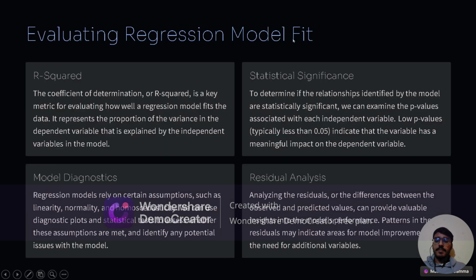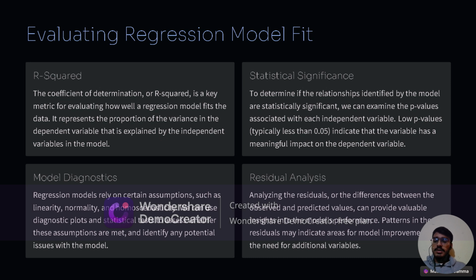Evaluating regression model fit. R squared. The coefficient of determination, or R squared, is a key metric for evaluating how well a regression model fits the data. It represents the proportion of the variance in the dependent variable that is explained by the independent variables in the model. Statistical significance. To determine if the relationships identified by the model are statistically significant, we can examine the p-values associated with each independent variable. Low p-values, typically less than 0.05, indicate that the variable has a meaningful impact on the dependent variable.